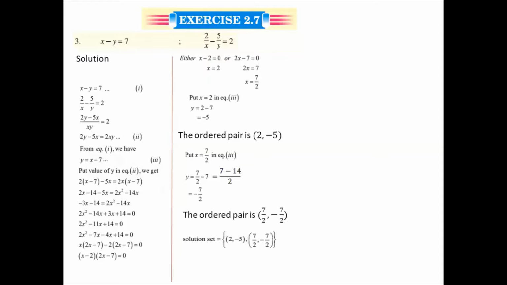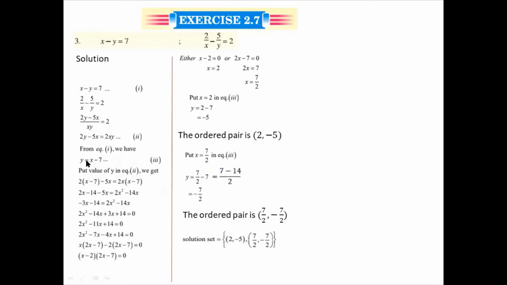Now we can take xy as the LCM. Here this x cancels out with this one, so we are left with y, and when we multiply this y with 2, we have 2y. Again, this y cancels out with this y, we are left with x, and when we multiply this x with minus 5, we have minus 5x is equal to 2. Now we have to multiply xy on both sides, so we have 2y minus 5x is equal to 2xy. So this is equation number 2.